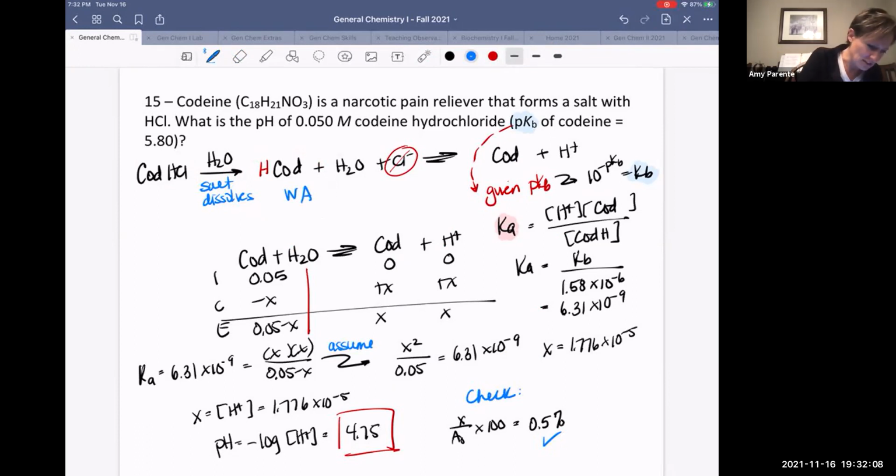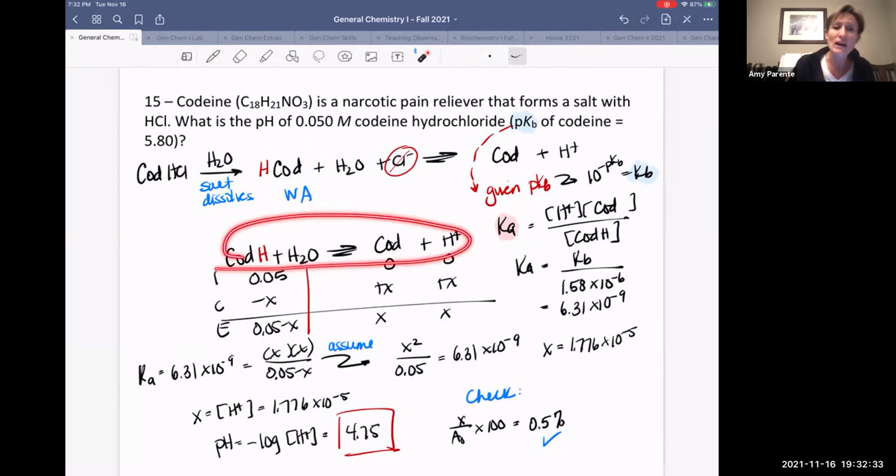spectator ion here. Just noticing as I'm walking through, codeine has its H plus here. So codeine with its proton, when it encounters water, is going to break apart into codeine, which is the conjugate base, plus H plus. So the important thing is to recognize that this salt generates a weak acid in water, so I have to write an equilibrium equation that shows that acid behavior. If you didn't have this exact equation right, as long as you had the nuts and bolts that were right mathematically, you'll still get the right answer.